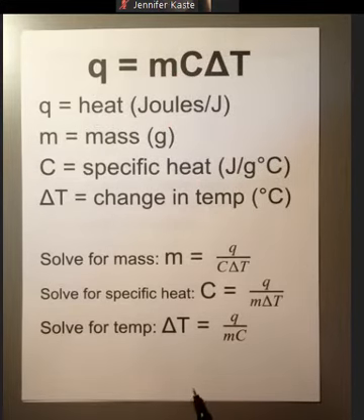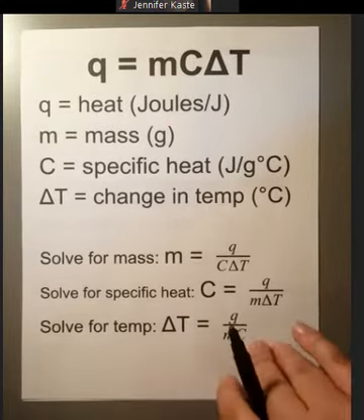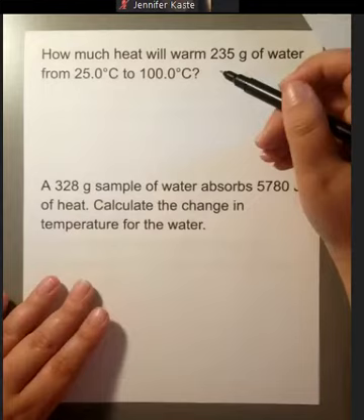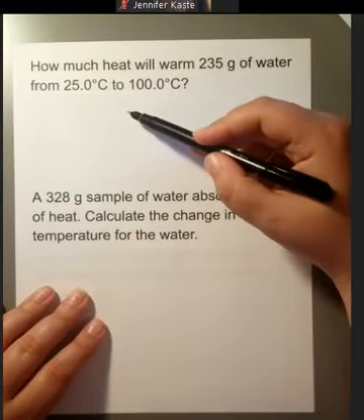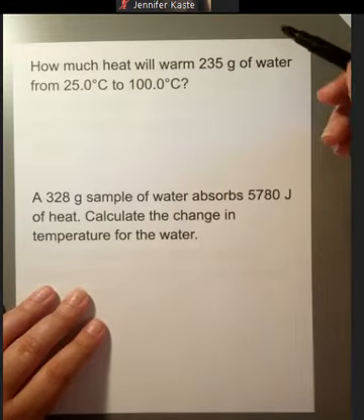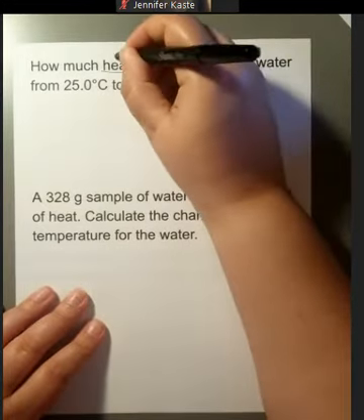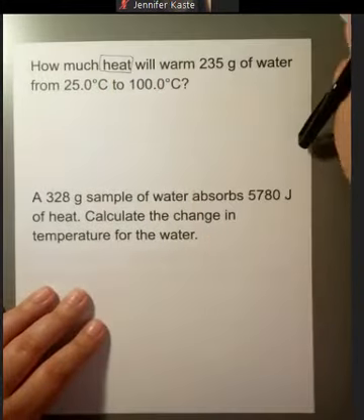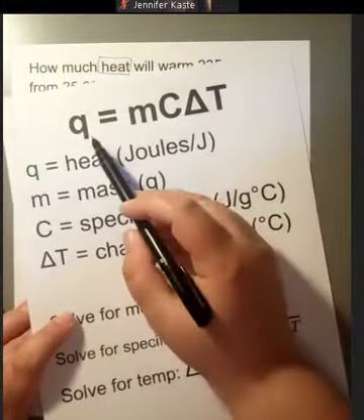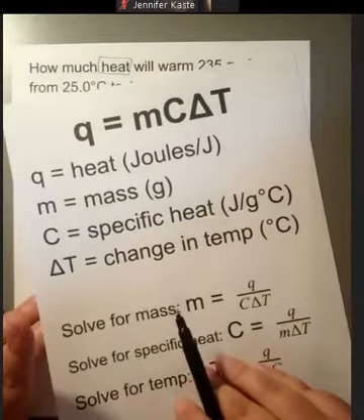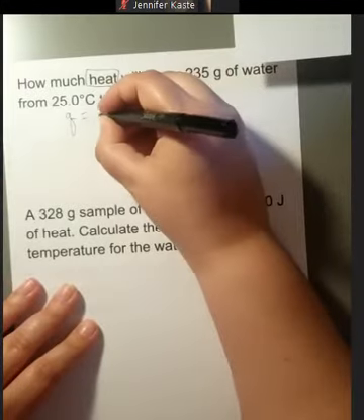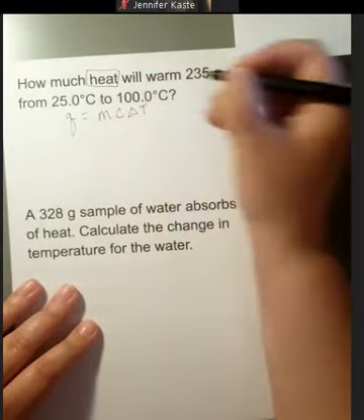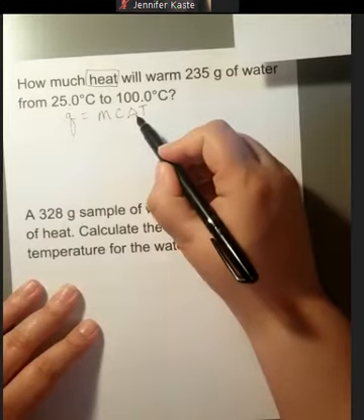So I'm going to do a couple problems with you so that you know what they're going to look like. So the first one: how much heat will 235 grams of water absorb going from 25 degrees Celsius to 100 degrees Celsius? So I'm solving for heat because it's asking me how much heat. So when I'm solving for heat, I am doing Q equals mc delta T. This delta means the change in temperature.